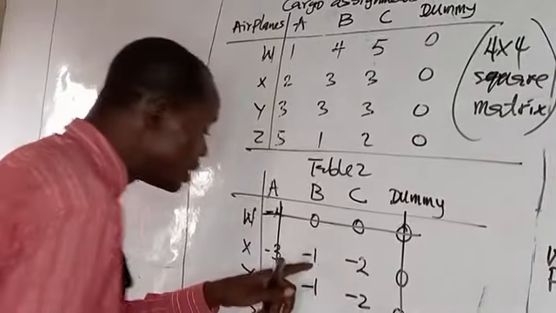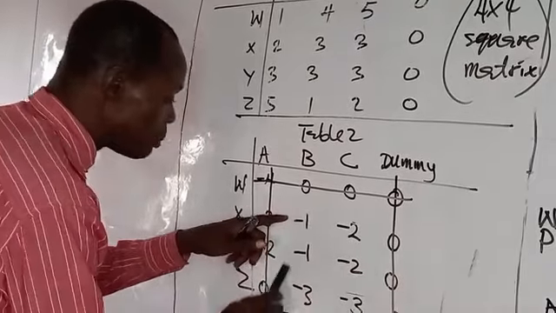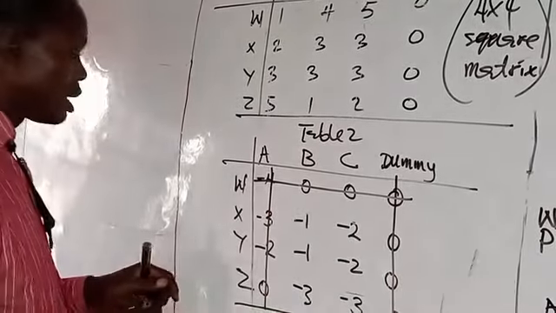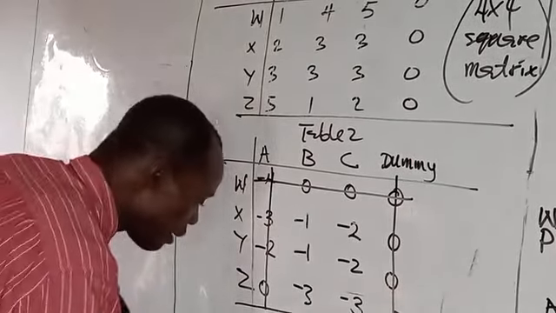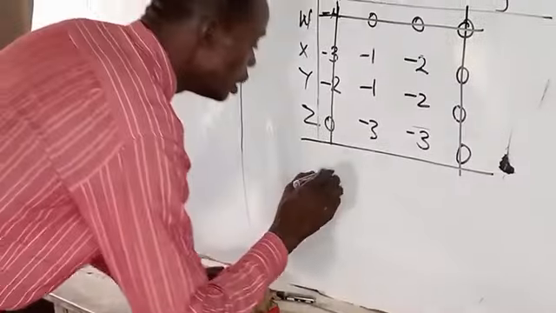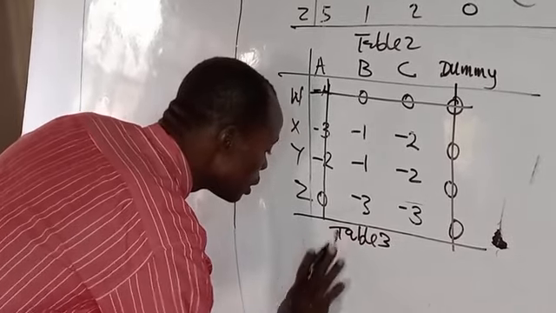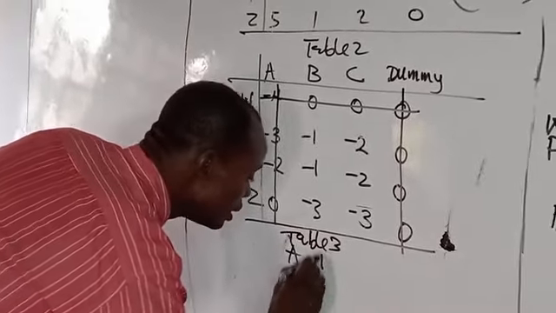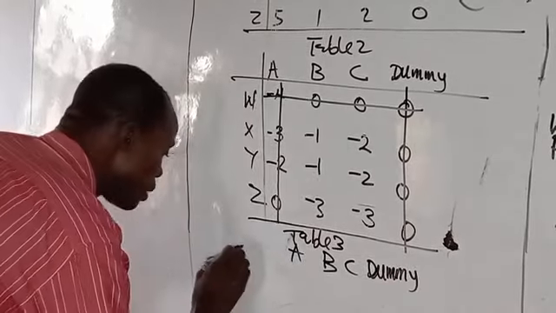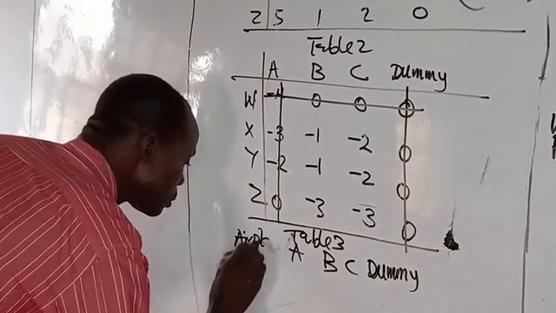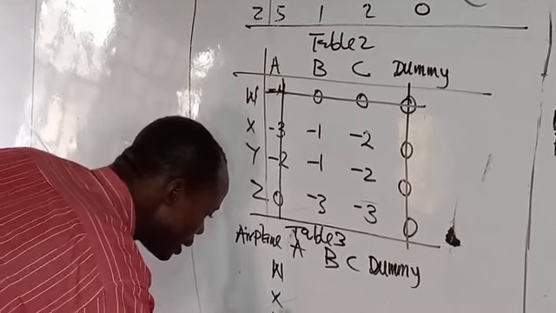You reduce the uncovered elements by the highest number, which is minus 1. And at the point of intersection, you add it there. Now, let me say table 3. Table 3, A, B, C, and dummy. Then we have airplanes W, X, Y, Z.